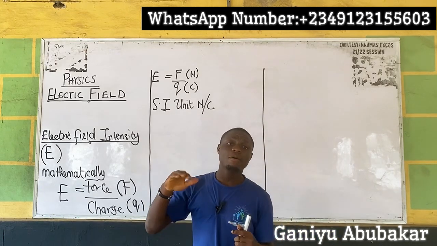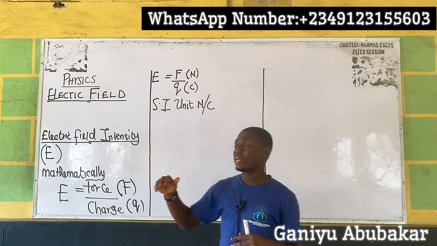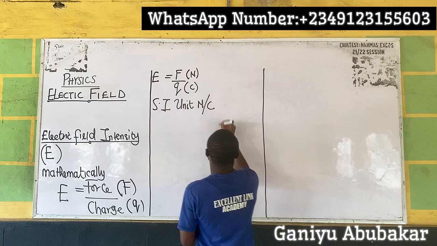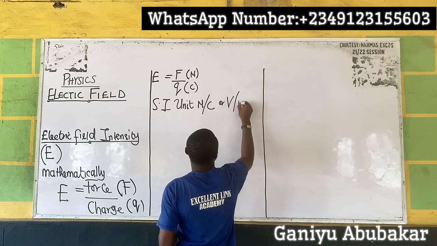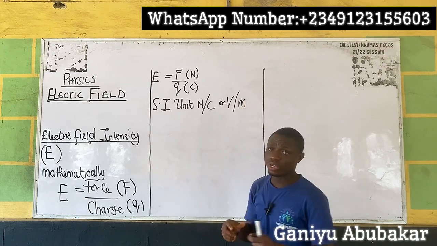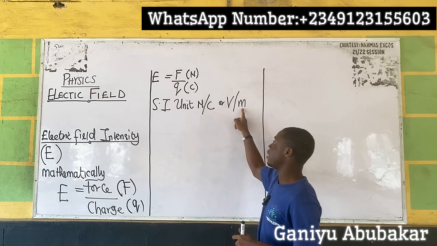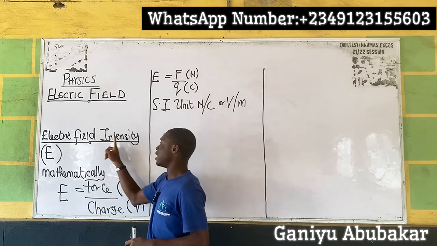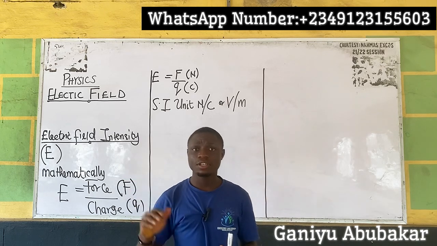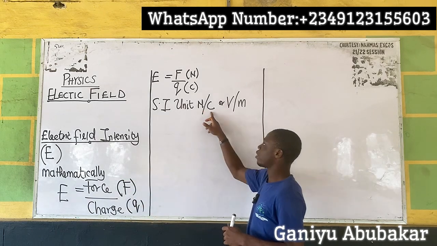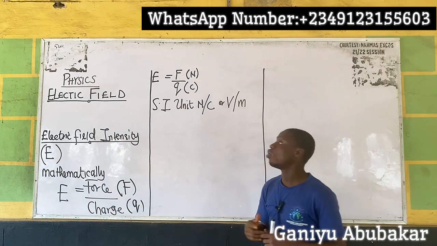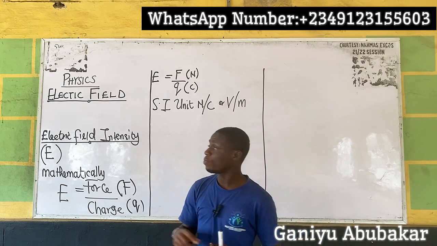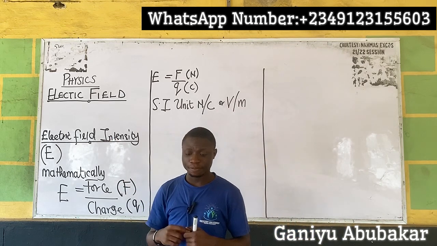Also, on further concept, I can still express the unit as volt per meter. I'll show you how we arrive at volt per meter, which signifies the SI unit for electric field intensity, as we proceed higher, right? But basically, I have Newton per coulomb as the SI unit, or you call it volt per meter as the SI unit for electric field intensity.